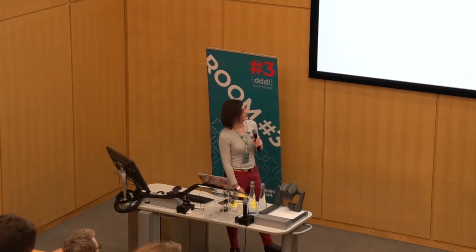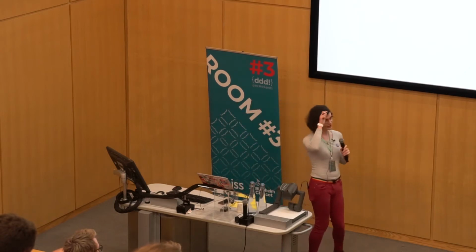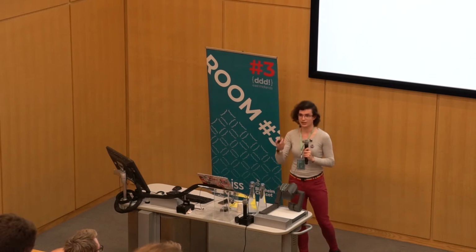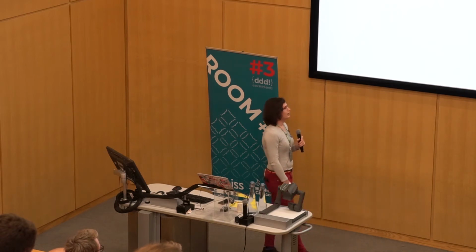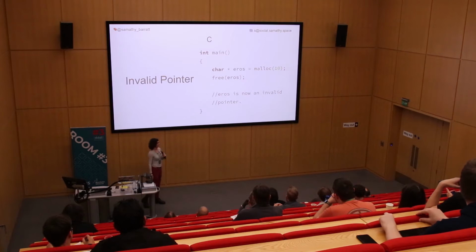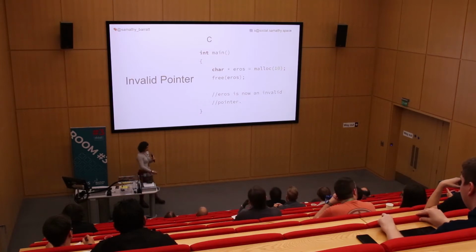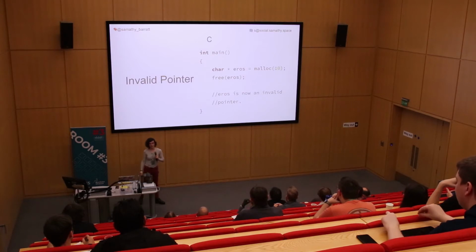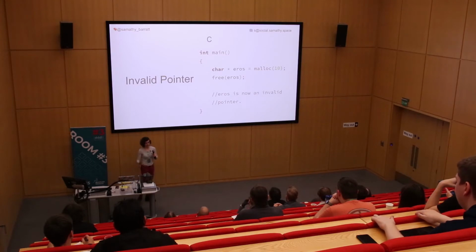Pointers are also interesting in C. A pointer in C is essentially a reference to a memory address, a section of memory. In C, we can allocate some memory with the malloc function up there. So we're allocating 10 characters, and we are creating the variable eros, which is a pointer to those 10 characters. After we've allocated the memory, we immediately tell the memory management system that we'd like to free that memory, that we no longer need it, chuck it away, use it for something else.